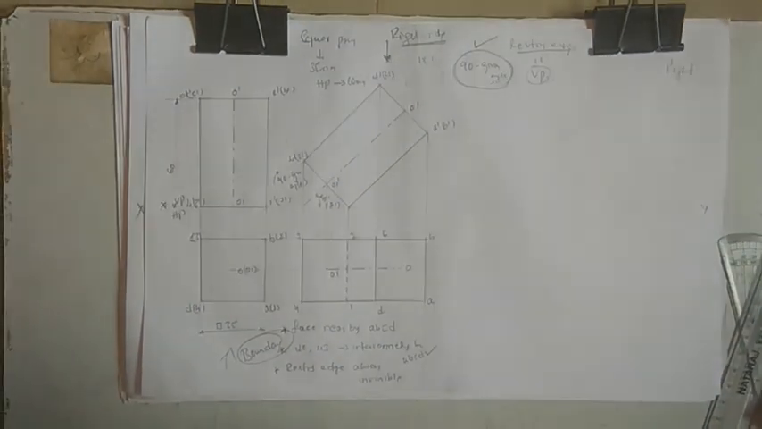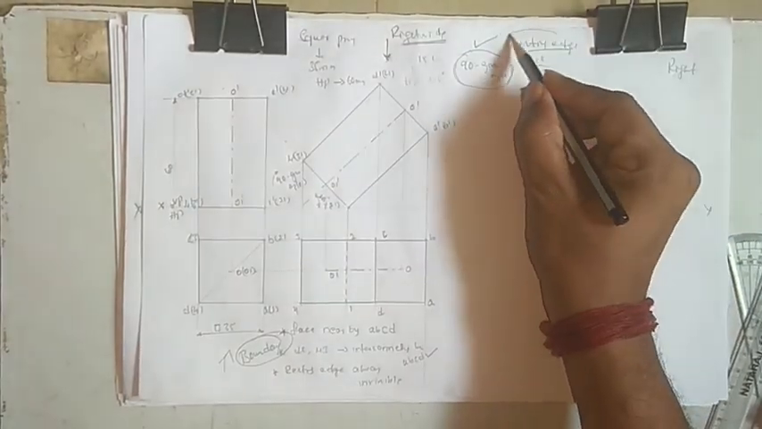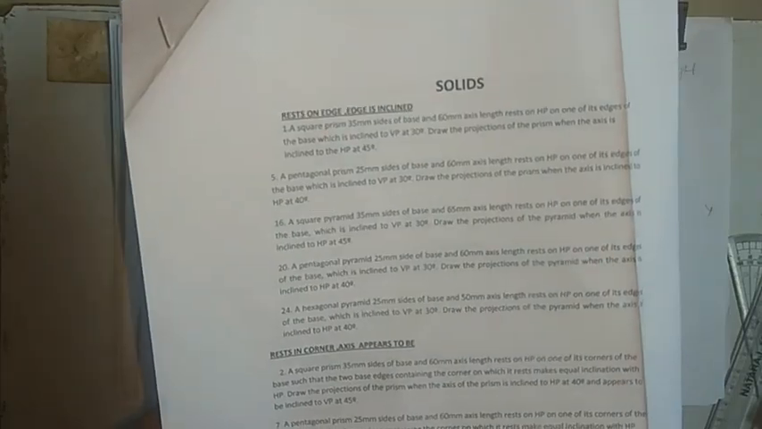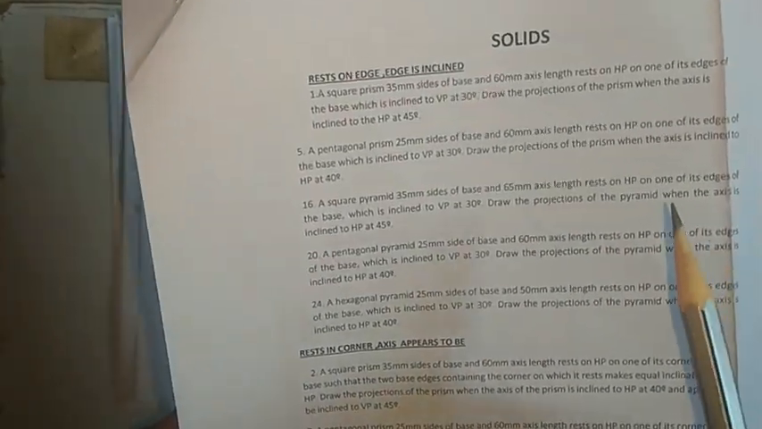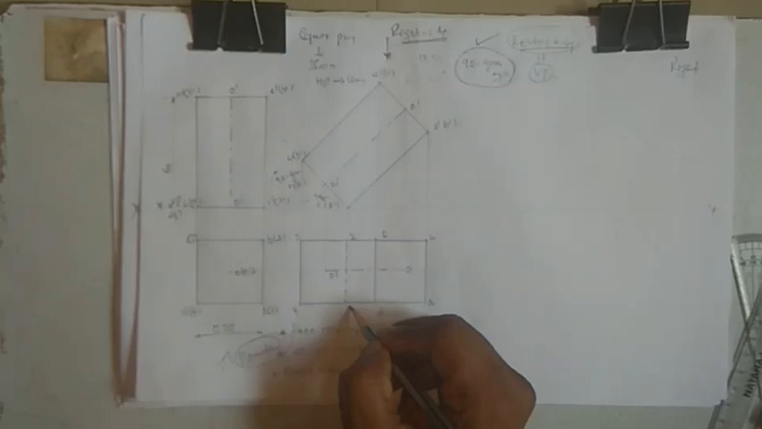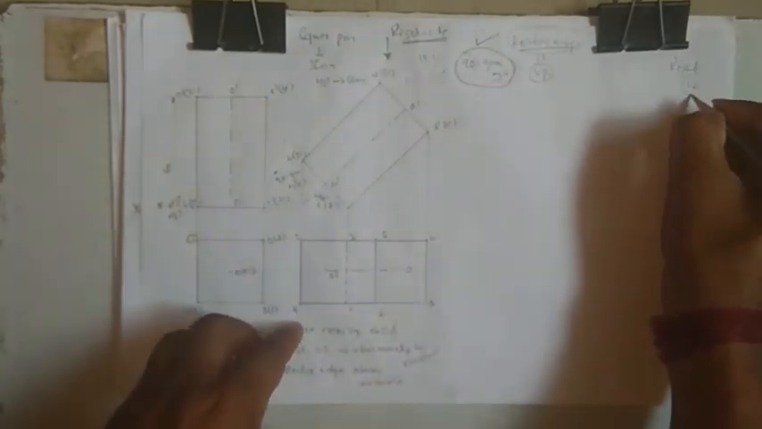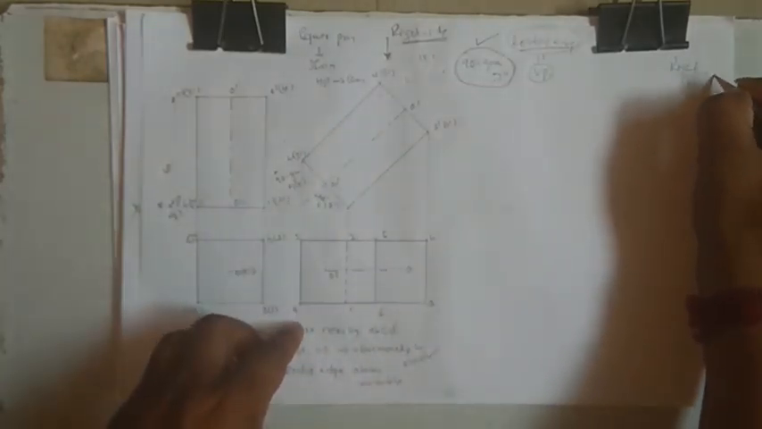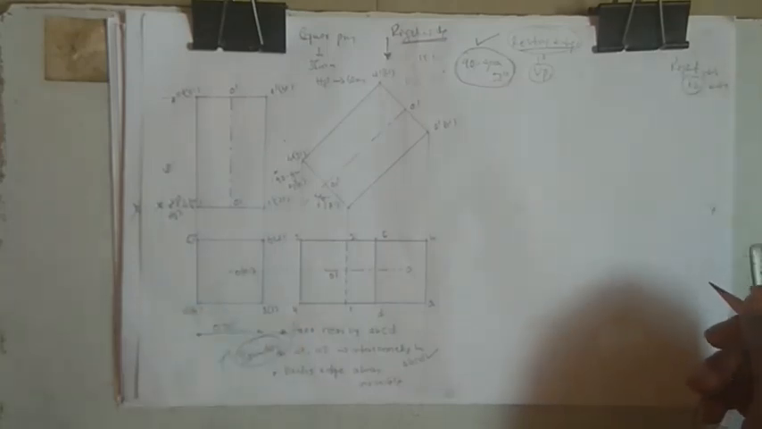Okay, so that one is done. Now you can see the resting edge. Once again I will stress here. Once you see the problem, it is resting on one of its edges of the base which is inclined, which means the edge. The edge means here it's 1 2. So 1 2 is the resting edge. That's an important thing.